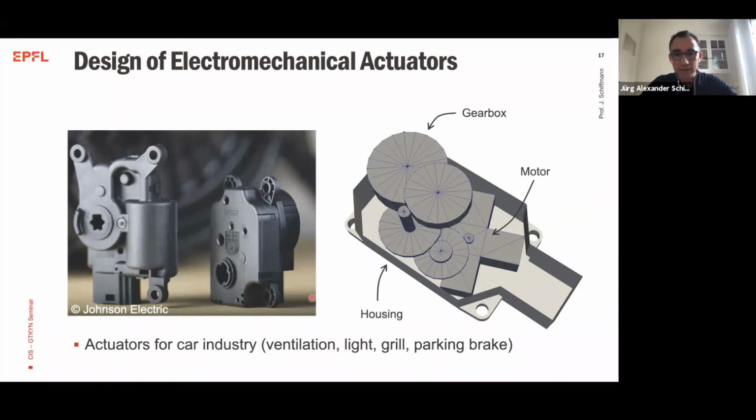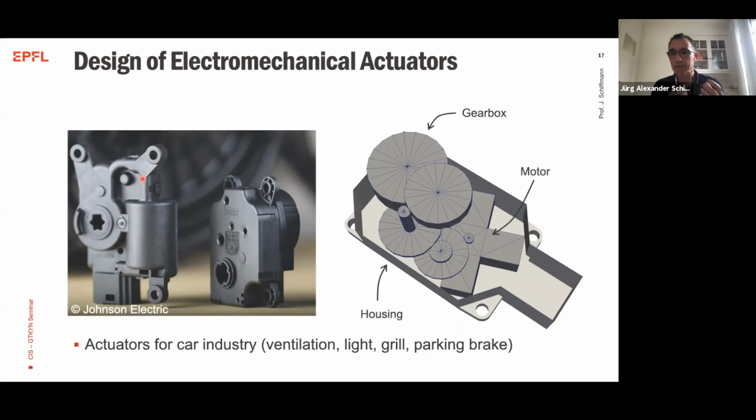Common to all of these actuators is that there is a motor. The motor is followed by a gearbox with several stages of gears. There is an output, and the output is specified by a certain torque that needs to be applied and a certain speed that needs to be achieved. In addition to that, and this is a very stringent constraint, this actuator needs to fit into a very specific box. Okay, so from an engineering perspective, this is a very easy design problem, right?